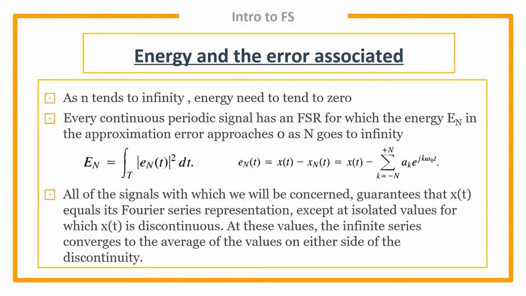There's a lot of text, but the conclusion is that any periodic signal which has an FSR or Fourier series representation will have an energy which approaches 0 as n tends to infinity, where x of n is given by this expression. Now, what about the points where this signal is discontinuous? At these points, the infinite series converges to the average of the values on either side of the discontinuity.